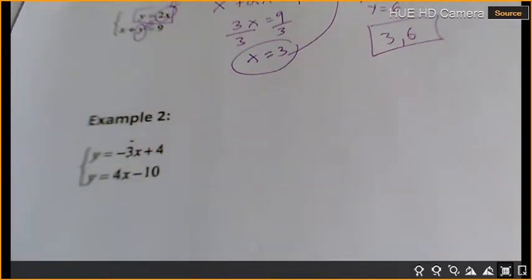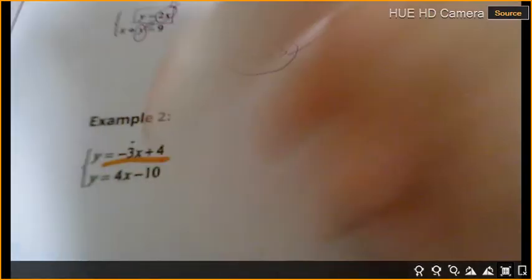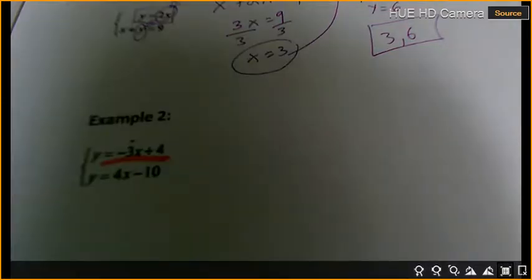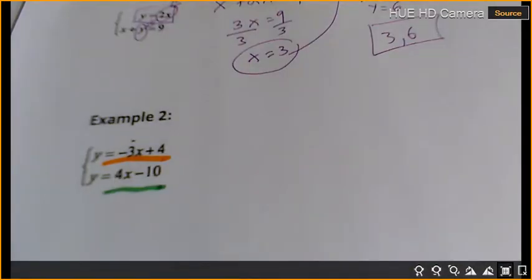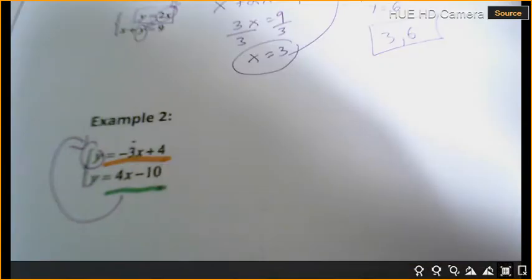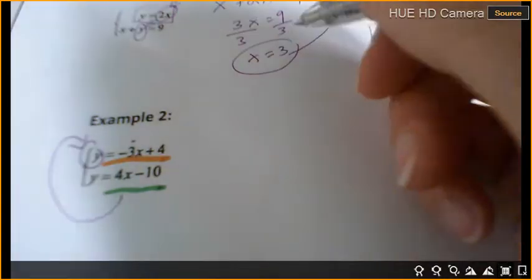Okay, so do you guys see right here how this says y equals something? And do you see right here that this says y equals something? So we are going to take away one of these y's, and we're going to put the other equation there. We're going to replace y with 4x minus 10. It's like a substitute teacher, taking the teacher out, putting a sub in.